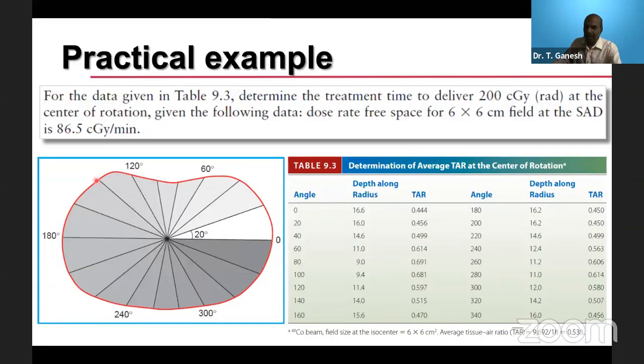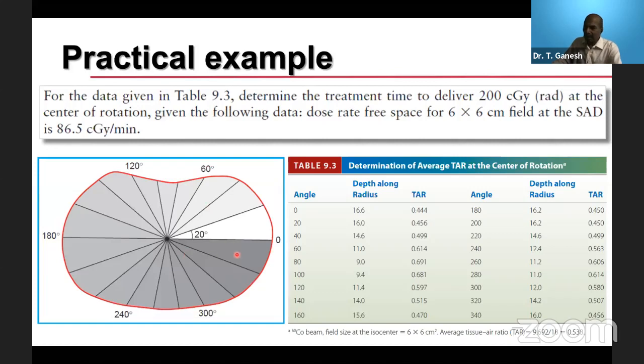For example, this patient we have to treat by a rotational therapy for a centrally located target volume. So all you have to do is to divide this contour into 10 degrees or 20 degrees. You see here 0, 20 degrees, 40 degrees, 60 degrees, and along each radius you just measure the depth. See here for 0 degree depth the radius is 16.6, for 20 degree it is 16, but here for 80 degrees it is 9 centimeter depth, and for 100 degrees it is 9.4 centimeter depth.